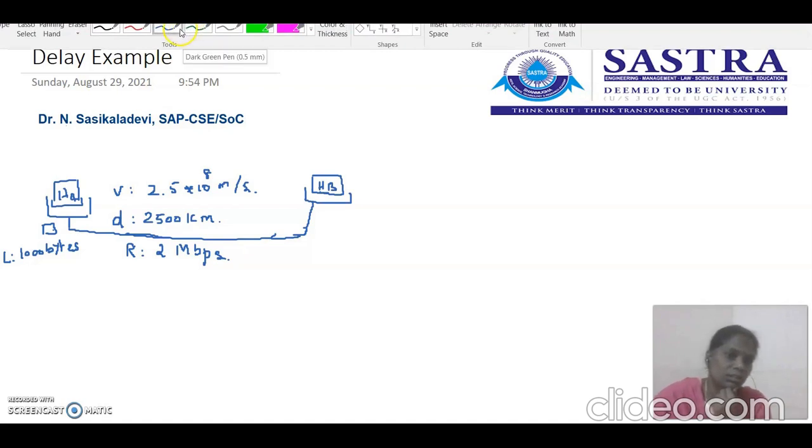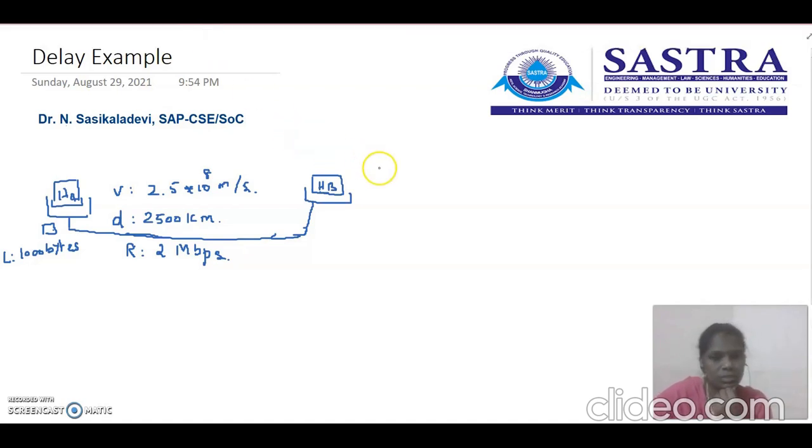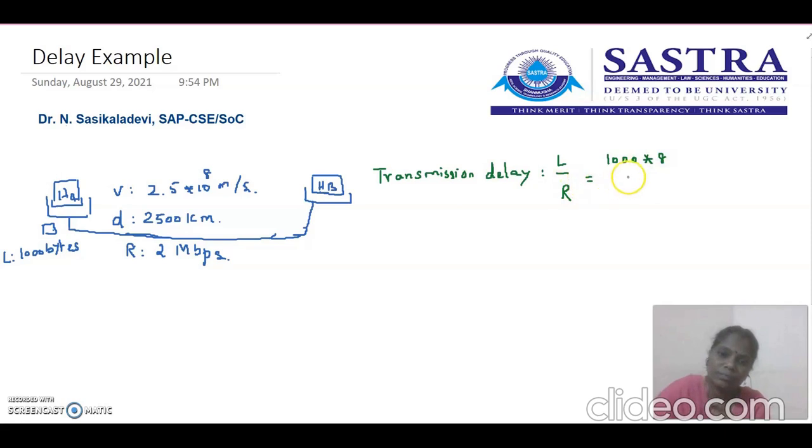The transmission delay is the time taken by the host to inject the packet onto the link. Transmission delay is based on the length of the packet and the capacity of the channel, that is L by R. The length of the packet is 1000 bytes, not bits. All the metrics are based on bits per second and bits, and the delay is in seconds, so let me convert this into bits. 1000 byte is equal to 1000 into 8 bits.